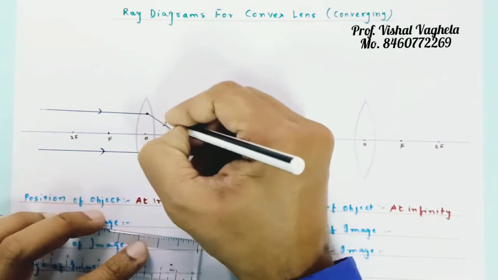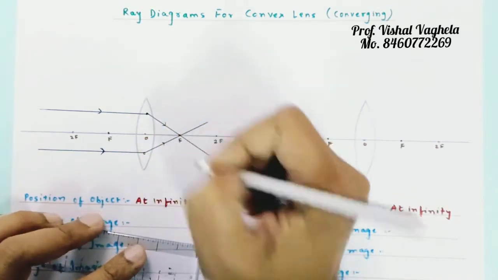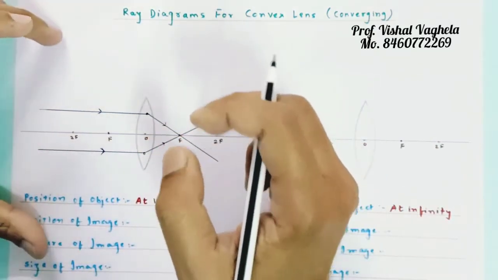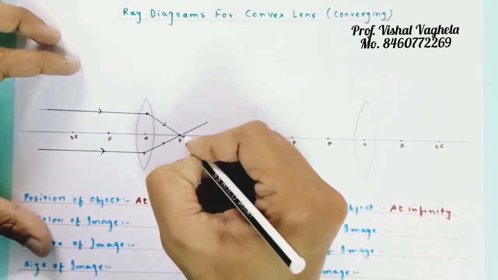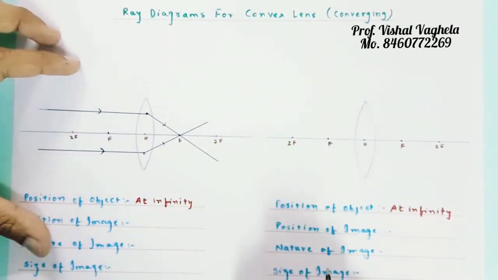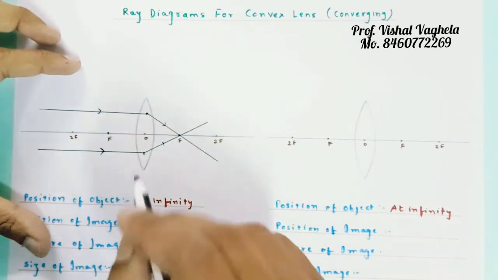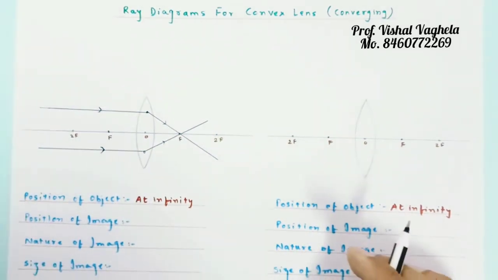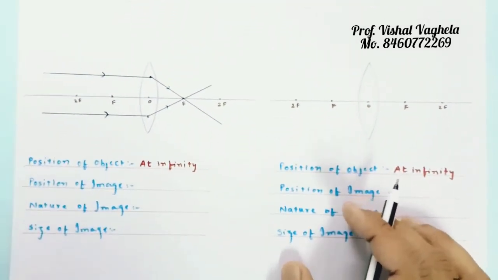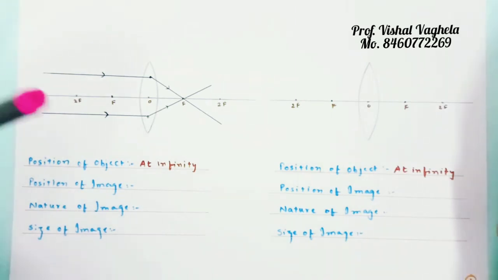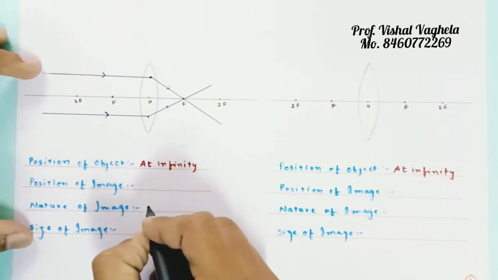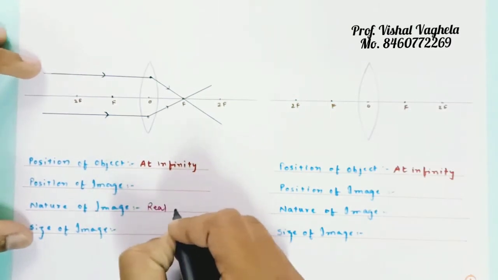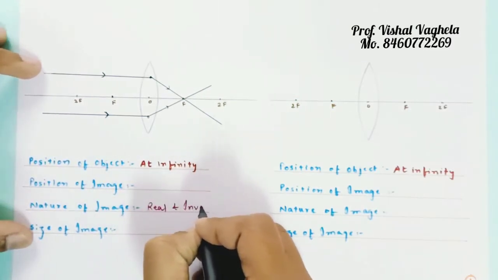Now we do know that when refracted rays meet, a real image is formed. So at this point, since refracted rays are meeting, a real image is formed, and we also know that real images are always inverted. So let's note it down that nature is real and inverted.